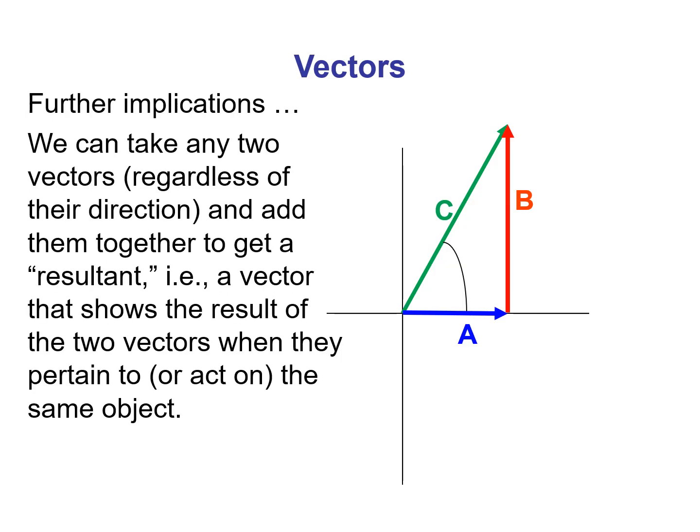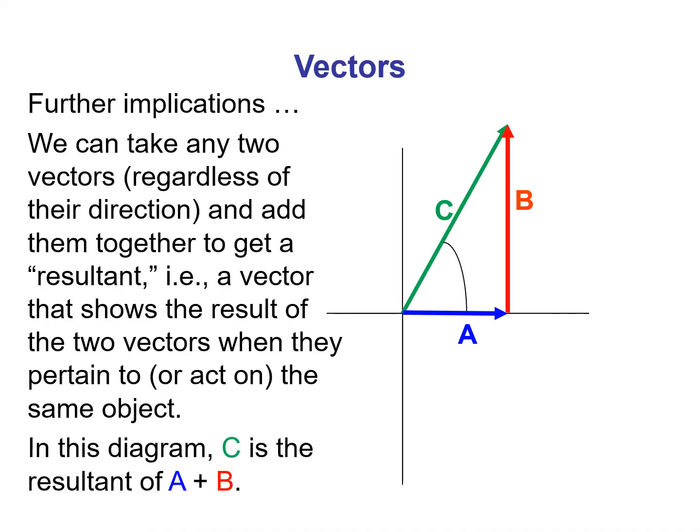Another way to look at this is we can take any two vectors, regardless of their direction, and add them together to get a result, or resultant is the word that we will use. A resultant is a vector that shows the result of two vectors when they pertain to or act on the same object. In other words, when we add them together. C is the resultant of A plus B.